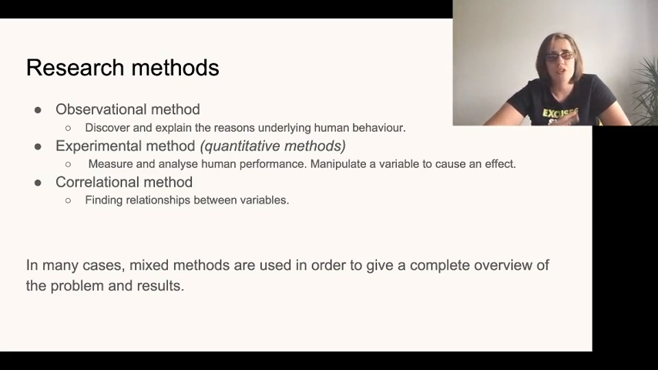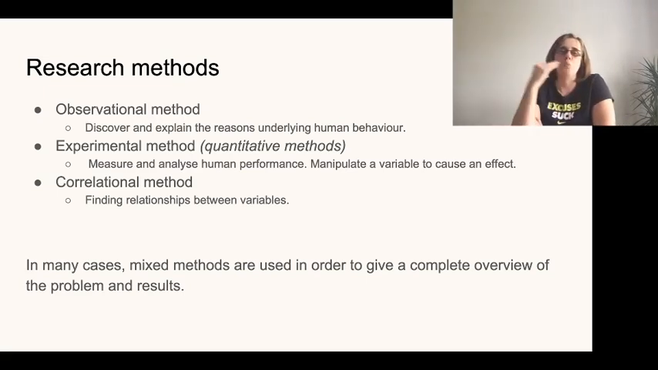There's a third one, which is a correlational method, and that's about finding relationships between variables. So does one thing cause another? And that's not very clear and often misinterpreted. You've all seen silly charts of correlations that just can't possibly be true. And I think I've got a few coming up.